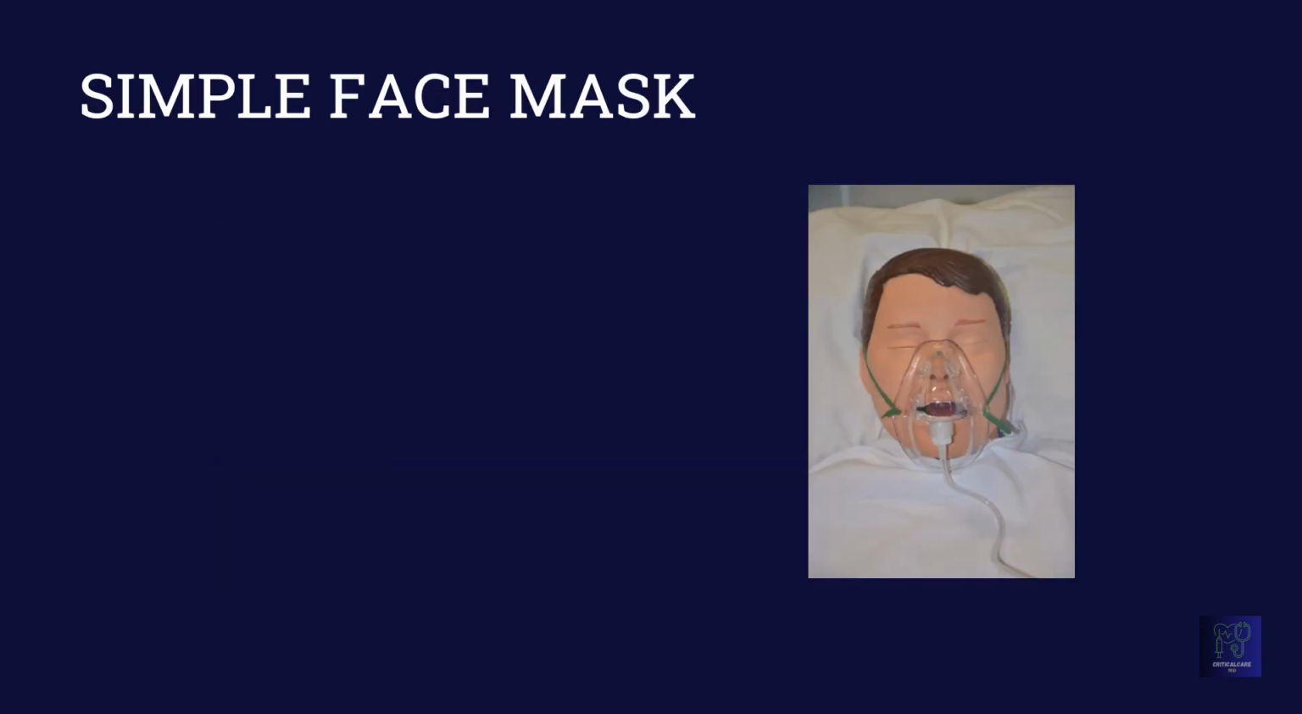Next, let's discuss the simple face mask. Similar to nasal cannula, the FiO2 of air going through the tubing is going to be 100%, and this does not provide any PEEP effect. So the only setting we control is the flow. The range of flow with a simple face mask is between 5 to 10 liters per minute.